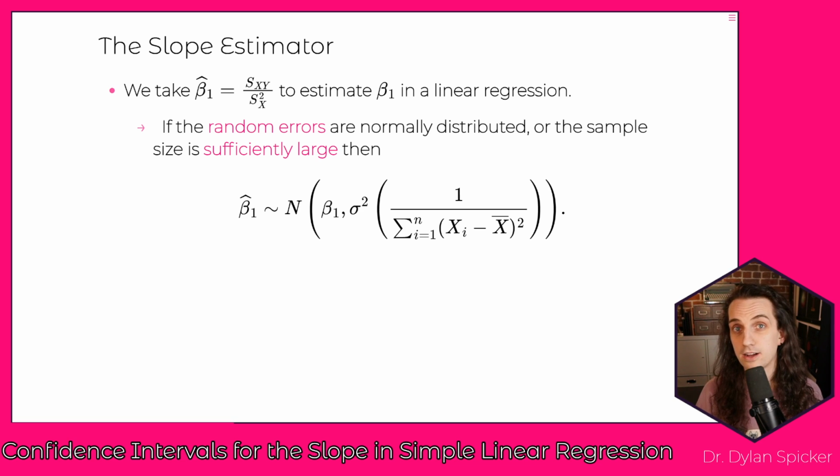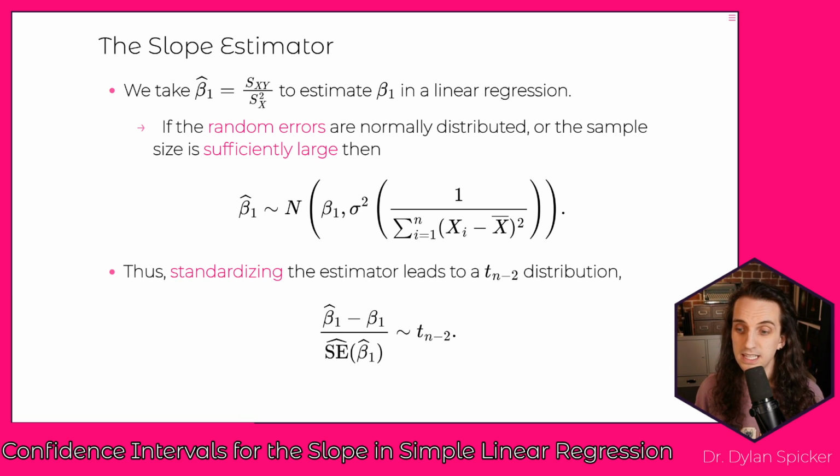Now, if we either have normally distributed random errors, or the sample size is sufficiently large, then what we can say is that beta hat 1 is going to be normally distributed, approximately normally distributed if we're relying on large samples, according to a normal distribution with a mean of beta 1 and a variance of sigma squared times 1 over the sum of xi minus x bar squared.